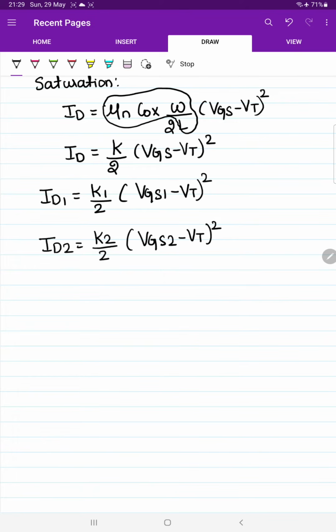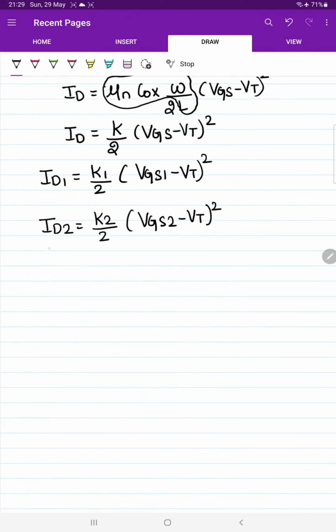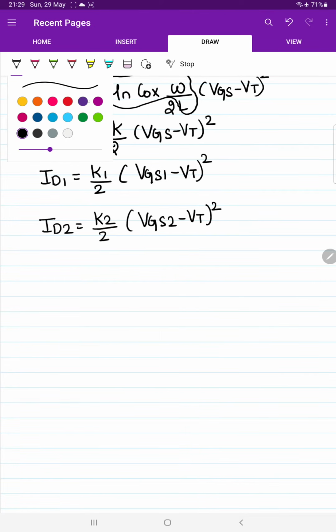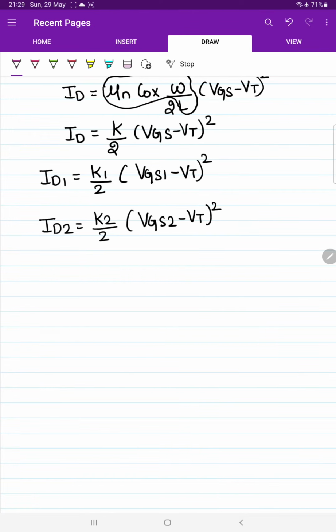Yes or no? It is very easy. From here, let us proceed further. We know ID1 and ID2 both are equal to each other. Already we have explored that the values of ID1 and ID2 are going to be equal to each other. So I am just equating them.